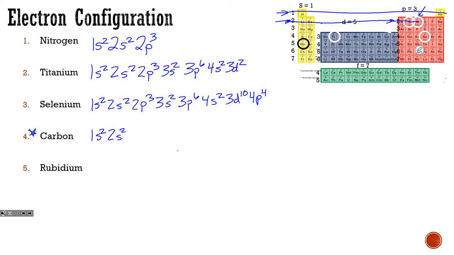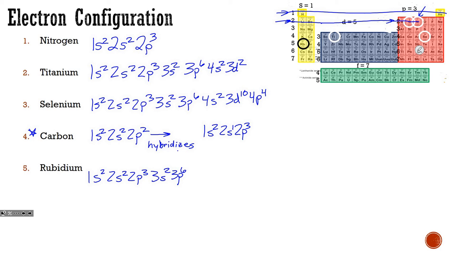For carbon, 1s2, 2s2, 2p2, but, I remember the word now, hybridize. It hybridizes and becomes 1s2, 2s1, and yes, we do write the ones, 2p3. And then rubidium, 1s2, 2s2, 2p3, 3s2, 3p6, 4s2, 3d10, 4p6, 5s1. All right, so hopefully you got that right.